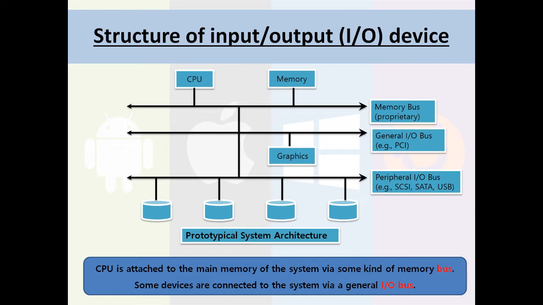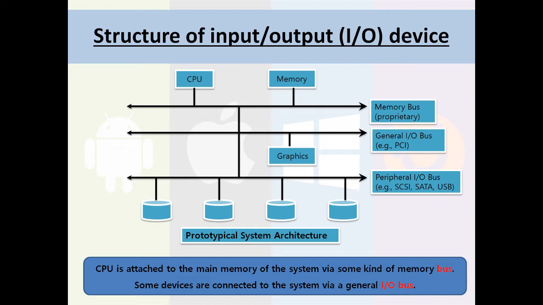Now, a question you might ask yourself is, why do we need this hierarchical structure? Why do we need various differently performing buses? Because our memory bus, our proprietary bus, is the fastest performing bus. Our peripheral bus is the slowest, and the general I/O bus is in between. So why do we need this hierarchical structure? The reason is as simple as physics and costs.